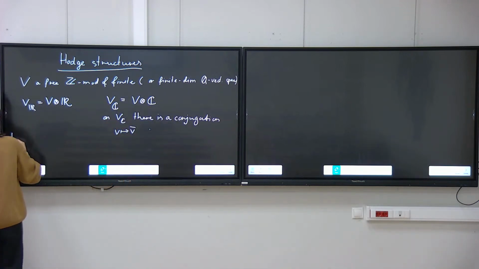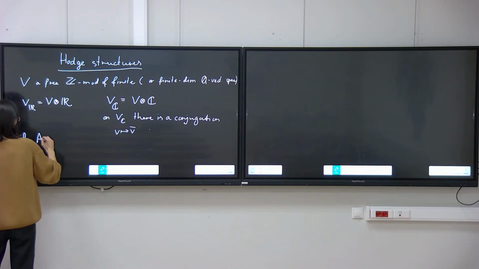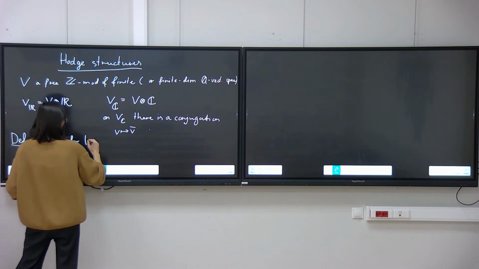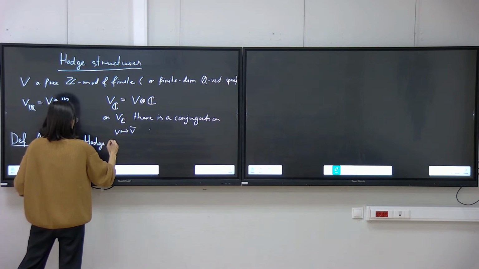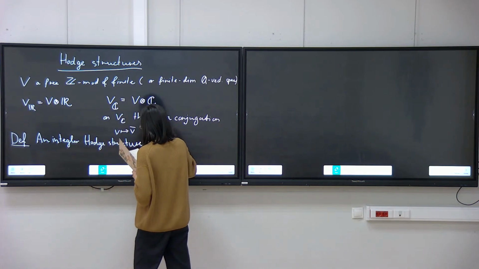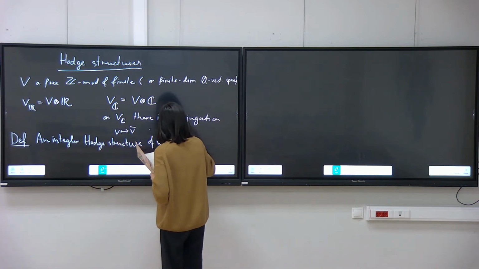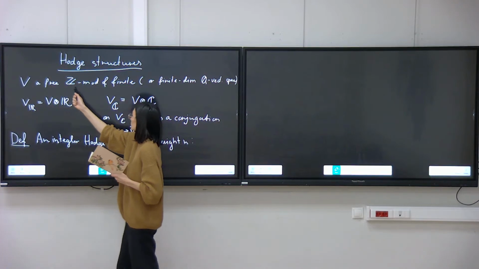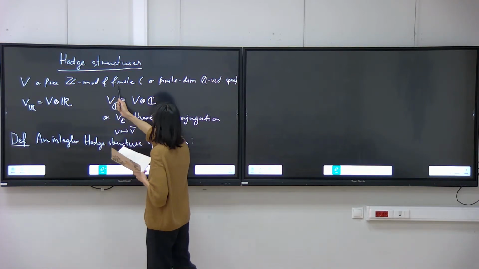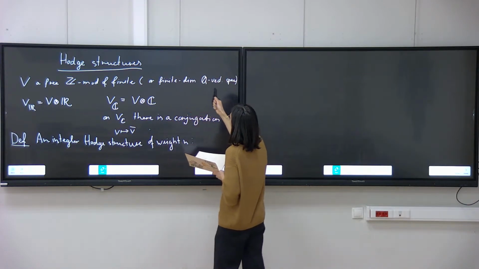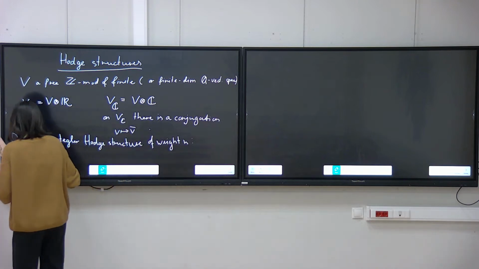And now definition. So an integral Hodge structure of weight n. So integral means that we consider a free Z-module, and there is also a rational Hodge structure. This is for a finite dimensional Q vector space. We will discuss examples in a minute.